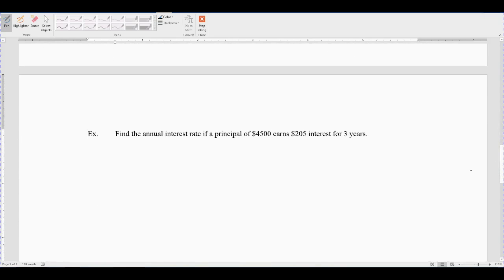And in this last example, we're going to find R this time. If the principal is 4,500, 205 is the interest, and T is 3. So we're going to use I equals PRT. So the I is 205, P is 4,500, R we don't know, T is 3. So that's the equation we're going to solve.